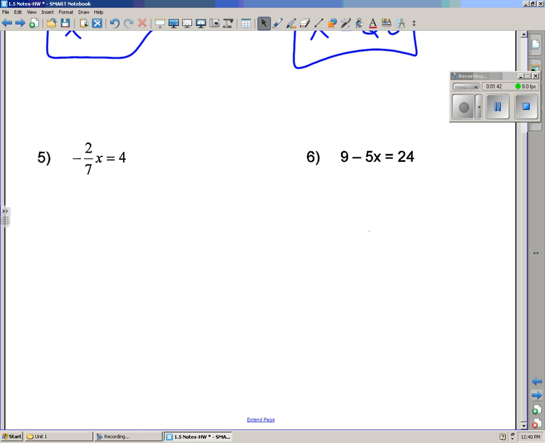On the next example, -2/7 x equals 4. Lots of ways to solve this one. You can set up a proportion. You can cross multiply and solve. You can multiply both sides by the reciprocal. In this case, I think I will multiply both sides by the reciprocal.